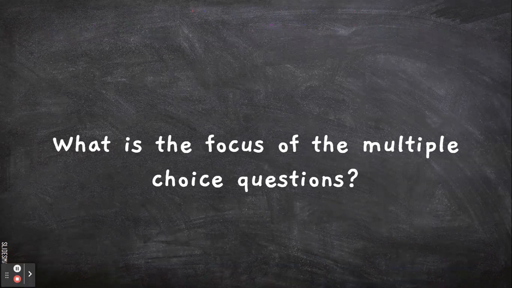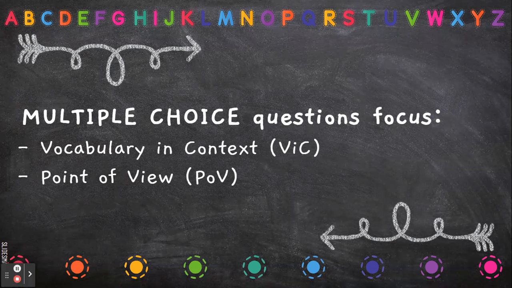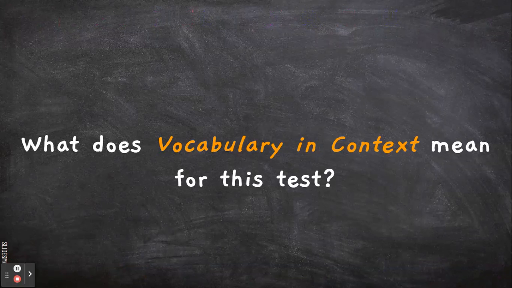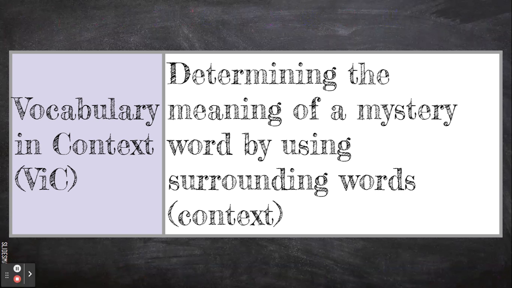What's the focus of the multiple choice? There are 2 areas of focus: vocabulary and context, and point of view. What does vocabulary and context mean for this test? Vocabulary and context is the skill of determining the meaning of a mystery word by using surrounding words or context.